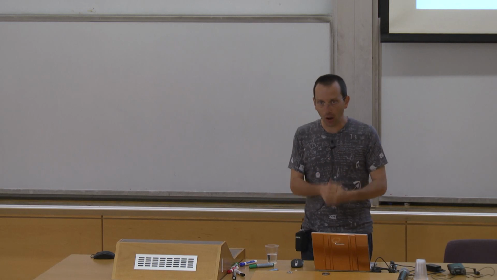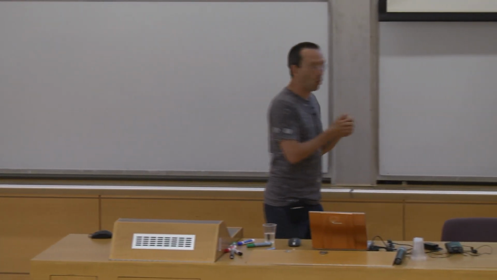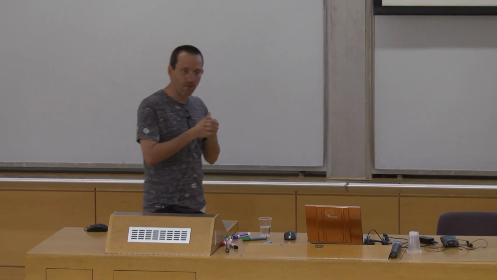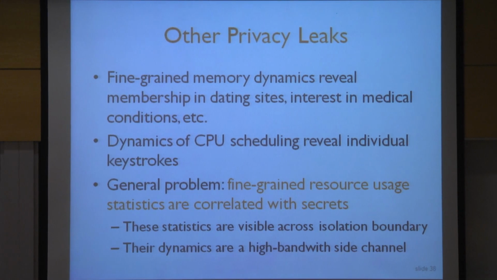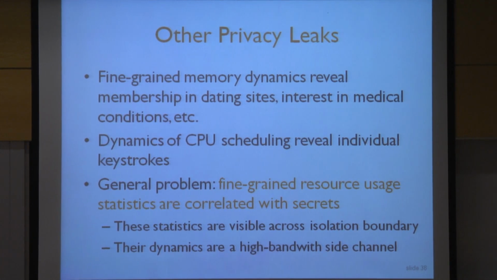And this is a general problem which arises again and again: fine-grained resource usage statistics are correlated with secrets. Because these statistics are perceived as harmless, they're visible across isolation boundaries, and revealed by most modern operating systems for reasons because they were used in some ancient past and believed harmless. Actually, there are legitimate reasons for this proc file system to exist, but relatively few legitimate reasons for it to be readable by other processes, except for some utilities and so on.